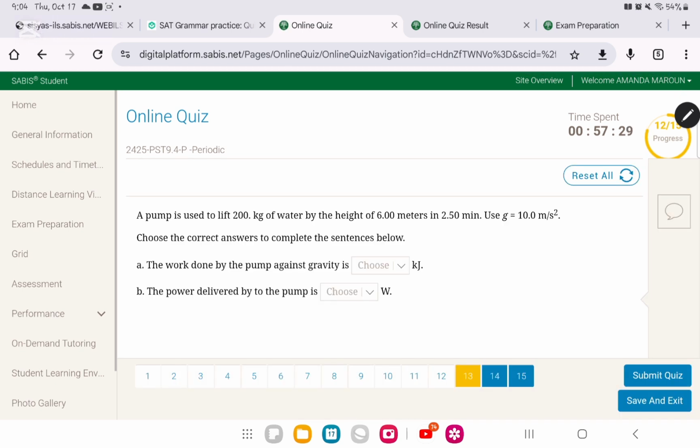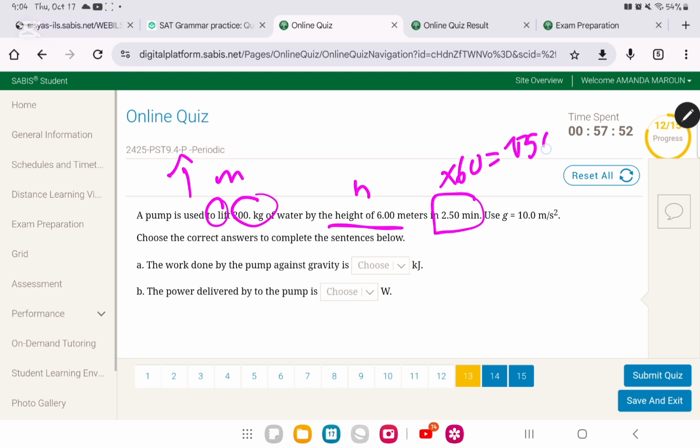Question number 13. A pump is used to lift 200 kg mass of water. Lift means to go up, okay, of water by the height of 6 meters in 2.5 minutes. Whenever we have time, we change it from minutes into seconds. So we multiply it by 60, it is then 150 seconds. Use g is 10 meters per second squared.